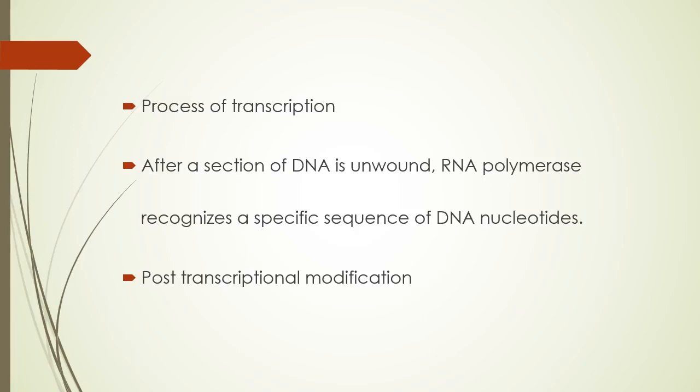What will happen after a section of DNA is unwound? RNA polymerase recognizes a specific sequence of DNA nucleotides, and RNA polymerase attaches and begins joining ribose nucleotides, which are complementary to the 3' end of the DNA strand. So in the RNA, the same complementary bases as in DNA are paired.